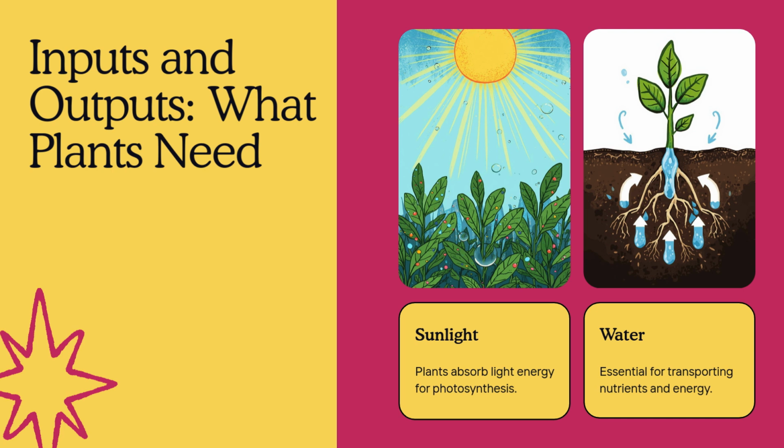Three: carbon dioxide. Carbon dioxide is a gas found in the air. It enters the leaf through tiny openings called stomata. These three inputs work together to start the process of photosynthesis.